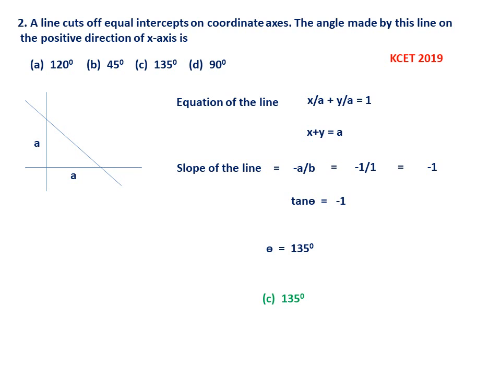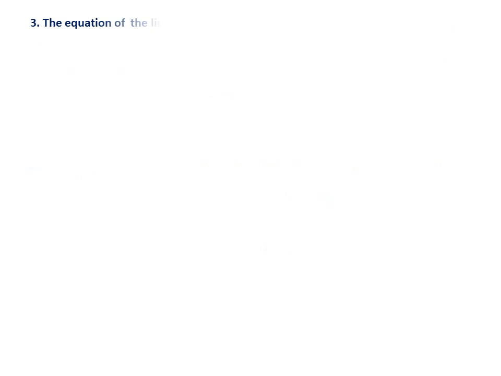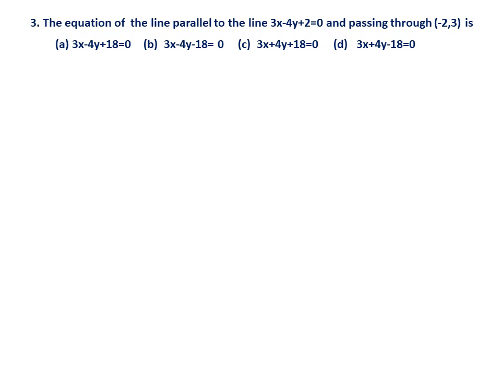So, this is 2019 question. Let us take the next one. The equation of the line parallel to the line 3x minus 4y plus 2 equal to 0 and passing through minus 2, 3. See here, I have already discussed the shortcut method. Any line which is parallel, so definitely you can say which option is more probable. Here it should be 3x minus 4y only. Therefore, either A or B must be the option. But it can be plus 18 or minus 18, that we don't know. So, we have to calculate.